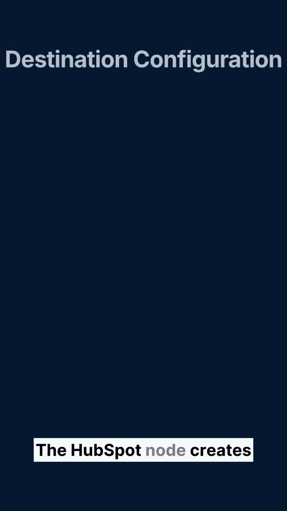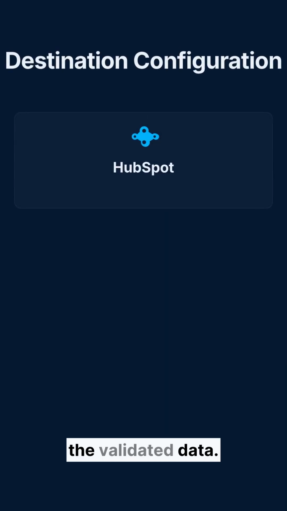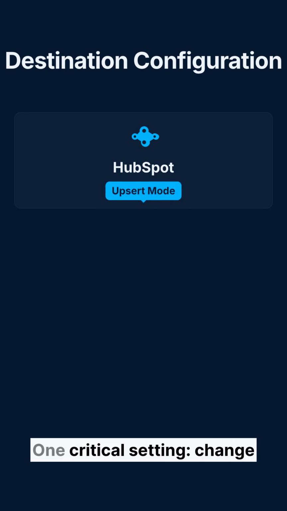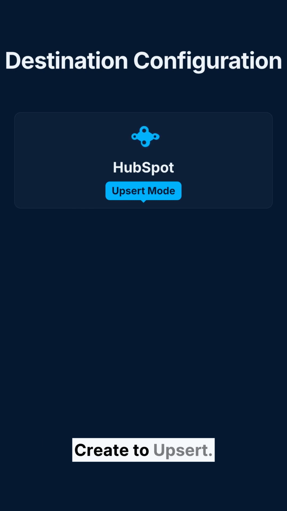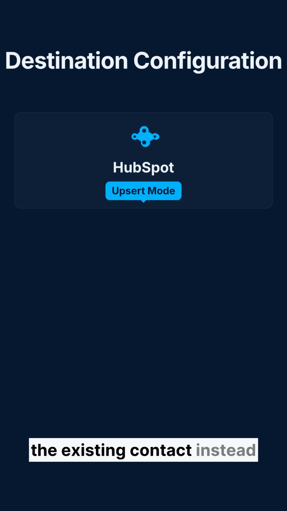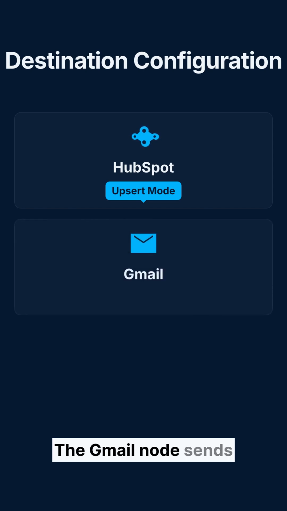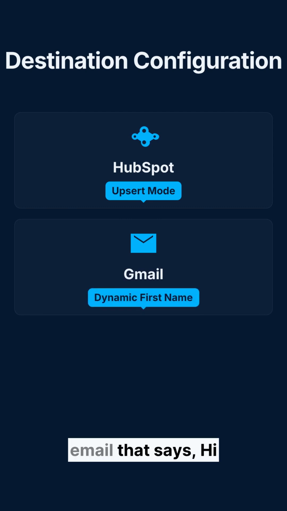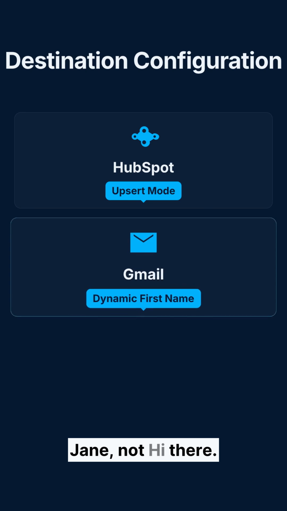The HubSpot node creates a new contact from the validated data. It sets lifecycle stage to lead and status to new automatically. One critical setting: change the operation type from create to upsert. An upsert operation updates the existing contact instead of crashing. The Gmail node sends a branded welcome email to the lead. Jane Smith receives an email that says, "Hi Jane," not "hi there."